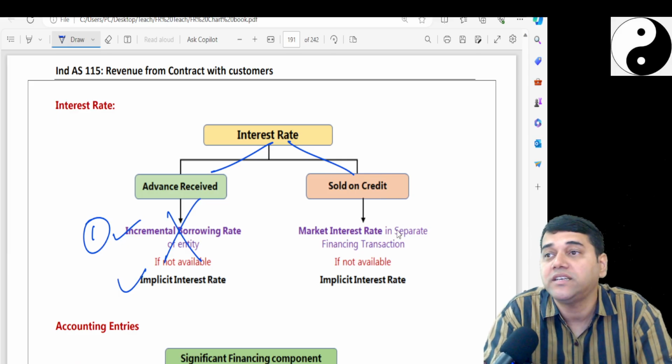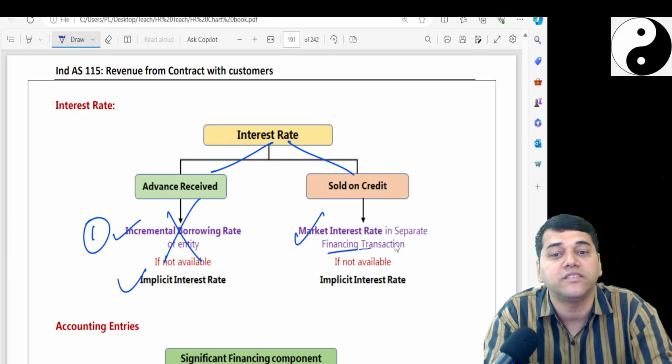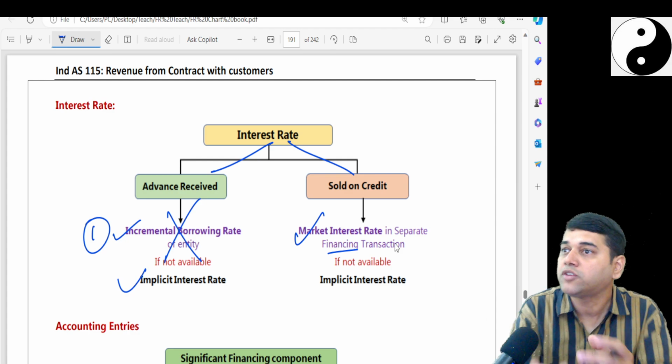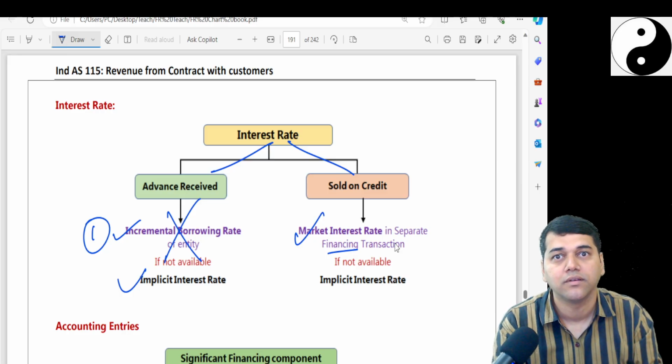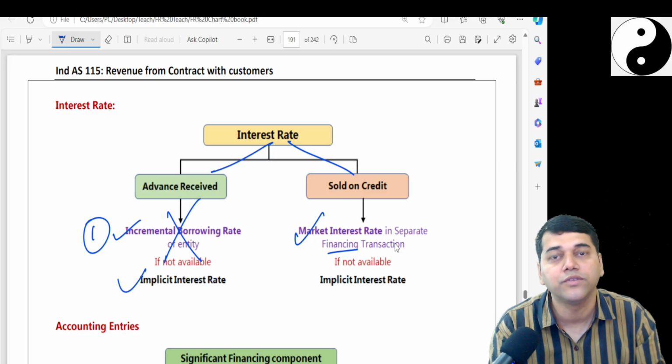If you sell on credit, then you have to take the market rate of interest in a separate financing transaction. Why should I sell on credit? Instead I can give a loan, no?